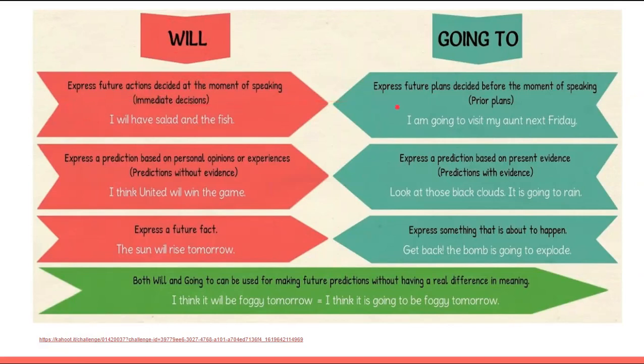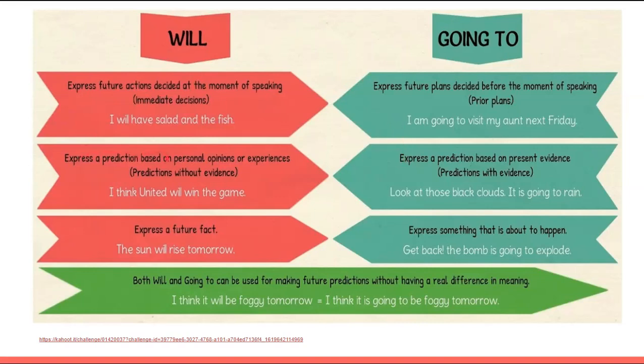Great. And well, here on the other hand, going to. Whenever we are using going to, we are expressing future plans decided before the moment of speaking. That means prior plans. Please, can you read the example? Okay. I'm going to visit my aunt next Friday. Yes.